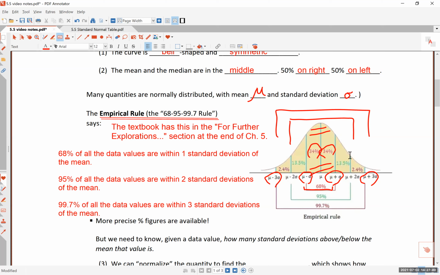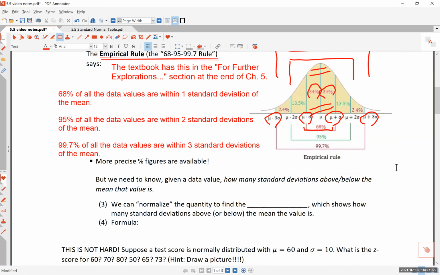and 95% of all the people are within 2 standard deviations of the mean, and pretty much everybody is within 3 standard deviations of the mean, or more technically speaking, 99.7% are within 3 standard deviations of the mean. Now, this is only with 1, 2, and 3 standard deviations, but there are better and more precise percentage figures available, and that's what another table is going to provide.